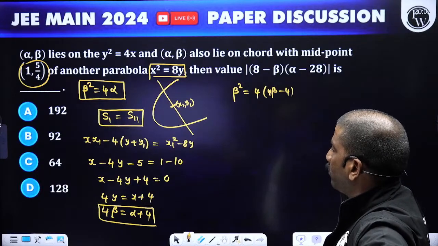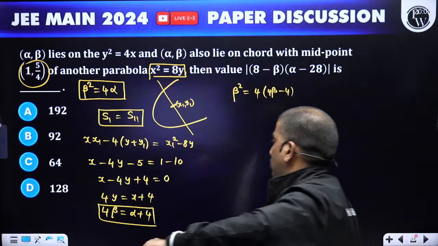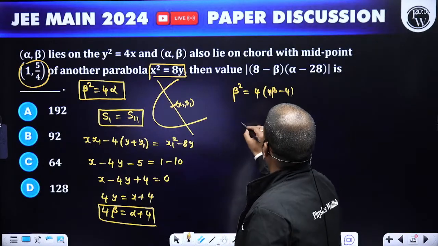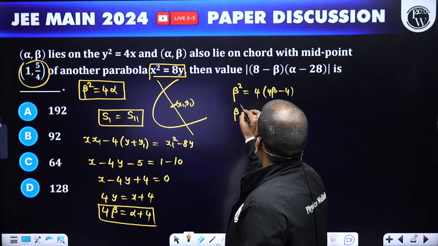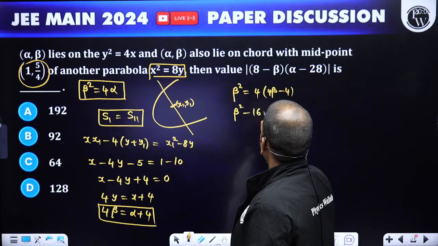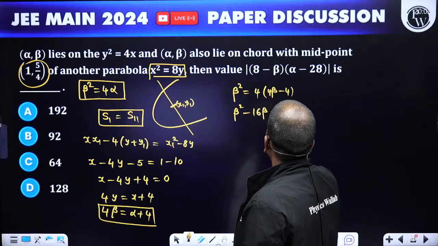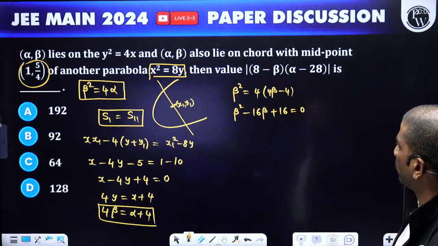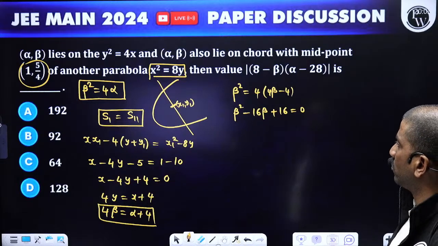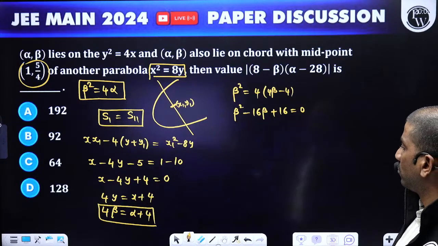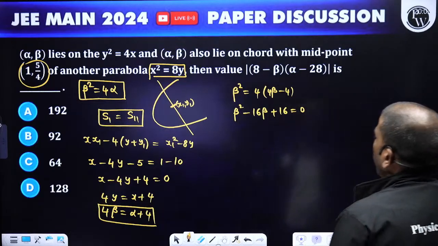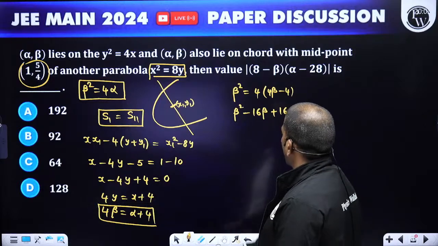So minus 5 minus 9 plus 9 plus 4. Correct. 4y is equal to x plus 4. 4 beta is equal to alpha plus 4. So this is beta square minus 16 beta plus 16 is equal to 0. For beta minus 4. Yes. So now find the value of beta using this equation.